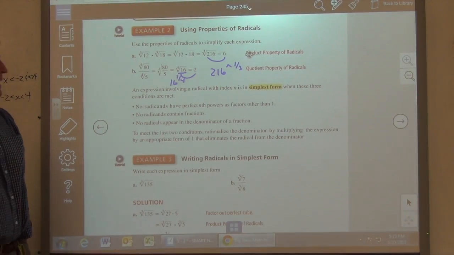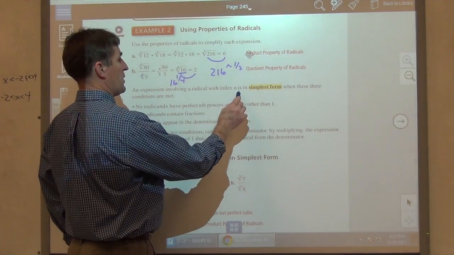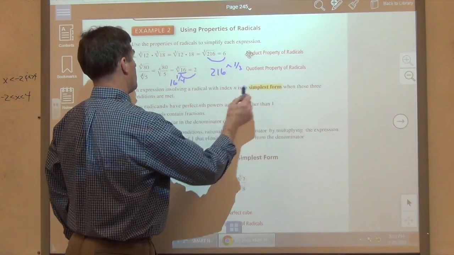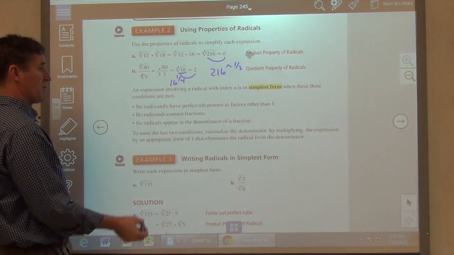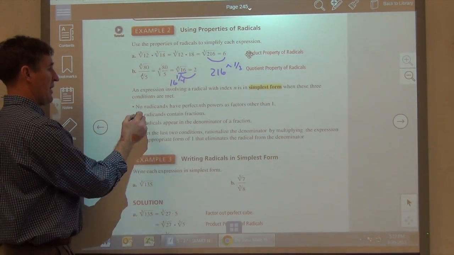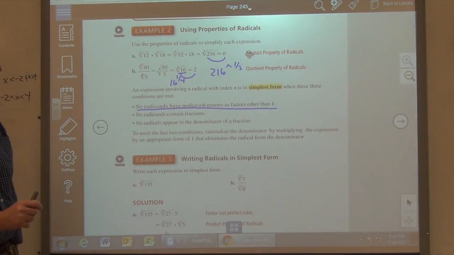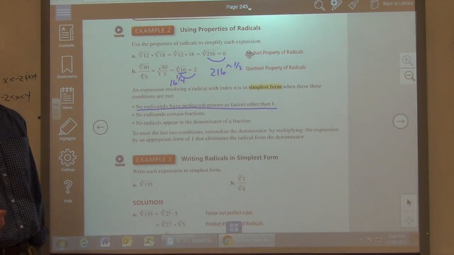So, the next part, it's really important to understand this. An expression involving a radical with index n is in simplest form when these 3 conditions are met. So again, just like the core concepts, you're probably going to write that stuff down. No radicals have perfect nth powers as factors other than 1.